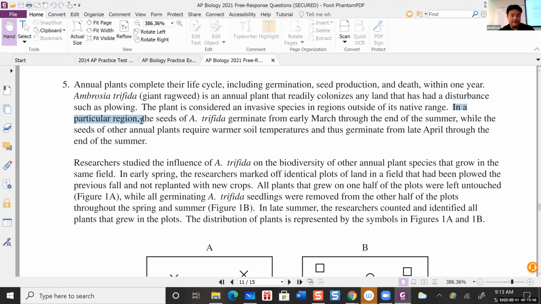In a particular region, the seeds of this, right here, this is the giant ragweed, germinate from early March through the end of the summer, while the seeds of other annual plants require warmer soil temperature and thus germinate from late April to the end of the summer. We're told very specific information, and that's the information you need to highlight and come back to, because the difference is that this invasive plant seems to have the advantage of being able to germinate earlier than others.